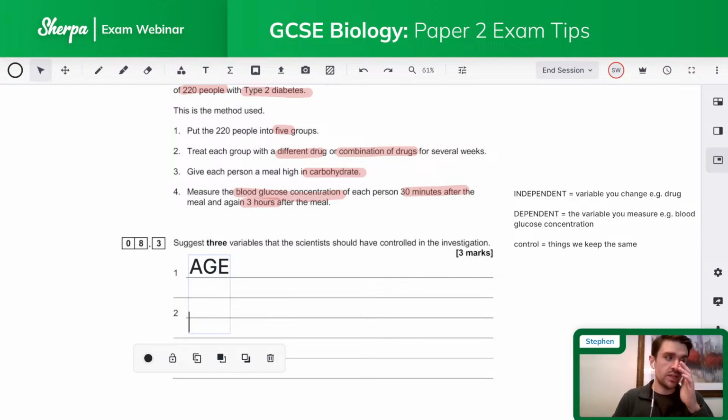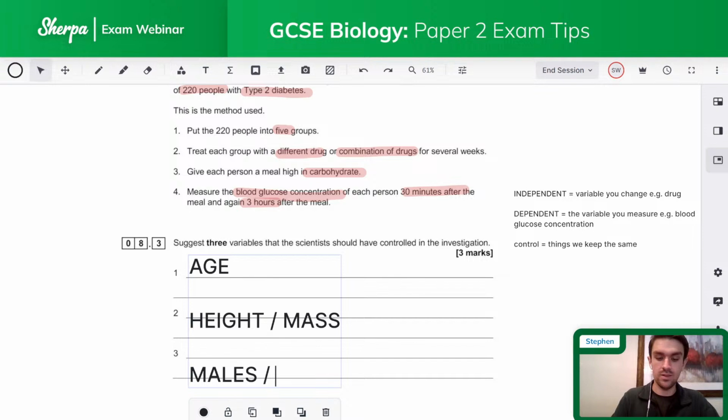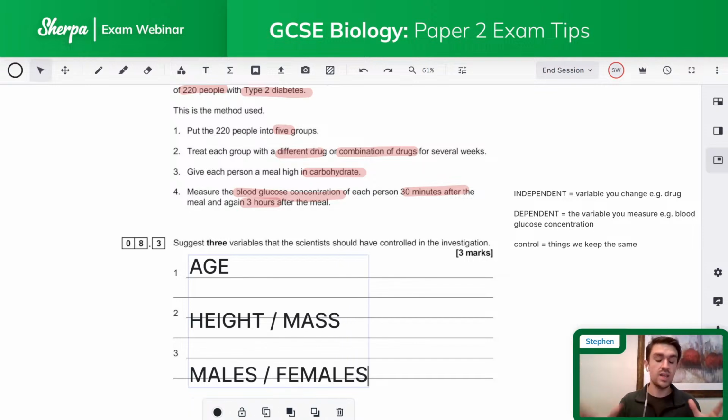So age we want to keep the same. The height of the individuals and their mass needs to be the same. The number of males to females needs to be the same because they might have different reactions depending on male or female. Do the people have different severities of diabetes? How active are the individuals after their meal? If they're more active, they're going to use more glucose. If they're less active, they're going to use less glucose. That will affect their concentrations.